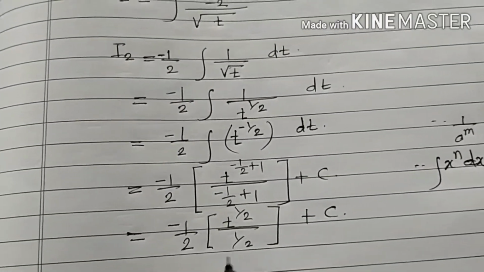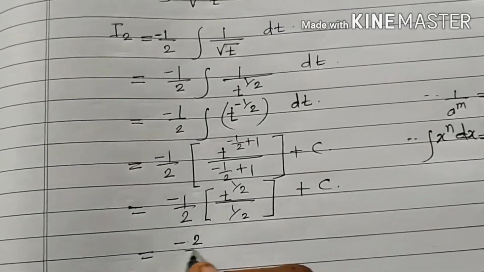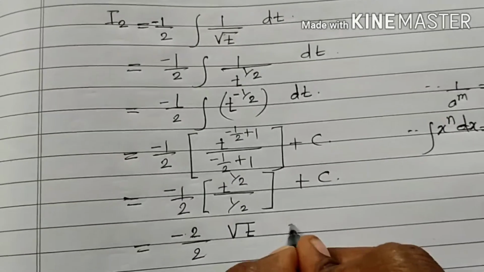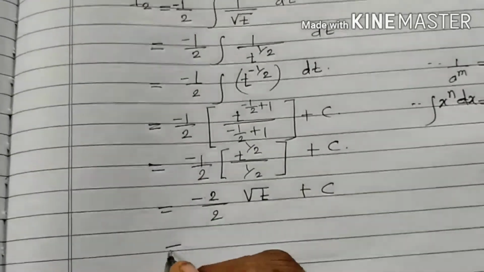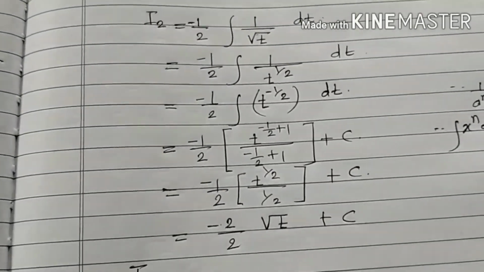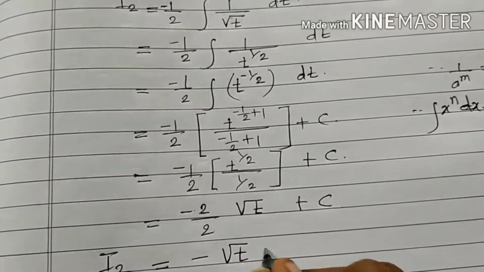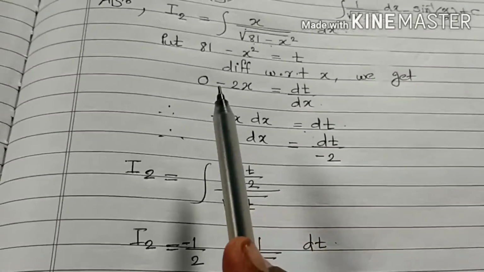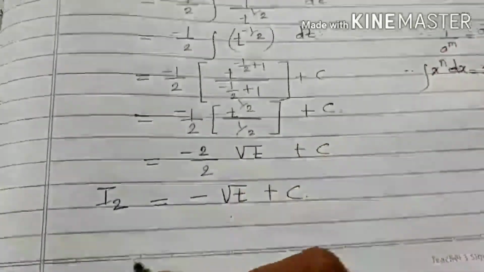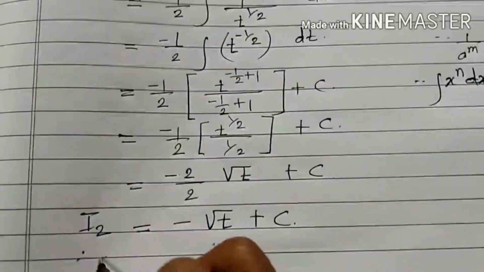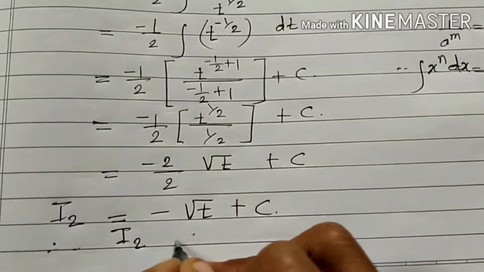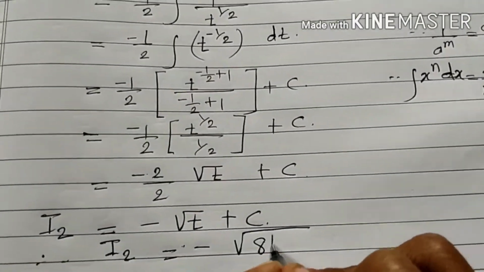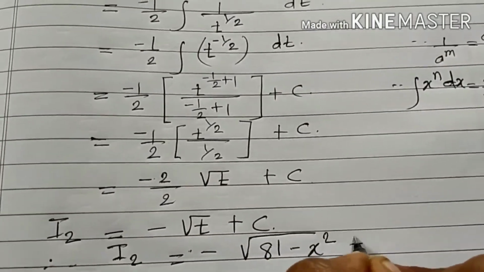So it is 1 upon 2, so you can write here 2 upon 2, and here you write root t plus c. So I2 is equal to minus root t plus c. But we know that value of t is 81 minus x square. So put the value: therefore I2 is equal to minus under root of 81 minus x square plus c.